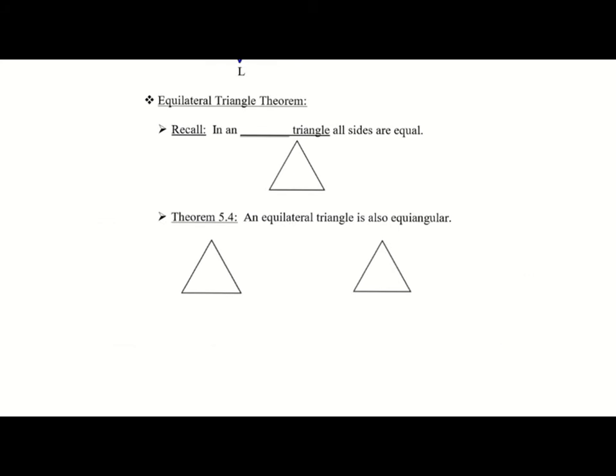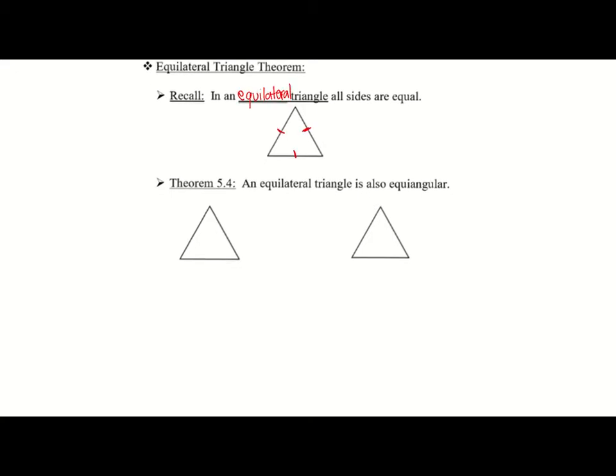Okay, so next we're going to talk about equilateral triangles. So remember, in an equilateral triangle, all sides are equal. So I'm going to label that like this, all 3 sides. That tells me, looking at my triangle, those little dashes mean that all 3 sides are the same. Okay, and there's a couple theorems that go along with equilateral triangles.